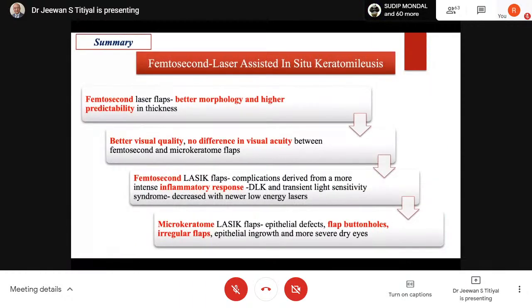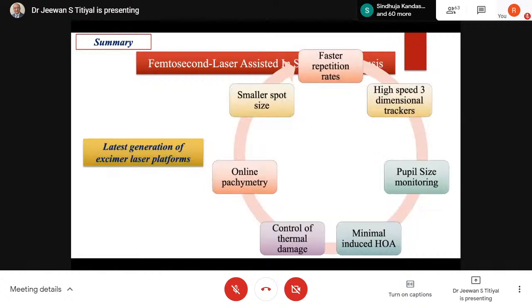This is a summary of femtosecond flap making, especially in cases where people talked about inflammatory response, which is not there now. They do have a better visual quality than microkeratome flaps. So people should shift to femtosecond. In fact, world over, people have all shifted to femtosecond laser flap making. It is a disposable system for each patient. Therefore, the cluster infection, which is seen with microkeratome, will not be seen with the femtosecond lasers.